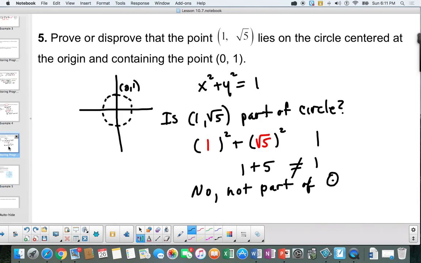Okay, we want to prove or disprove whether this point lies on the circle, and you can see I drew a picture and I wrote my equation, and then I asked, is this point part of the circle? So I went ahead and substituted. Notice how I left this blank. I'm not quite sure if it's going to work or not. I wrote 1 plus 5, and I can see that does not equal 1. So this disproves it and says, no, this is not part of the circle.